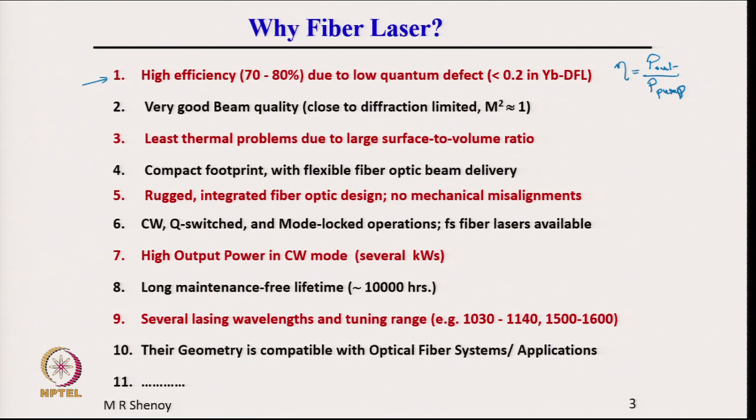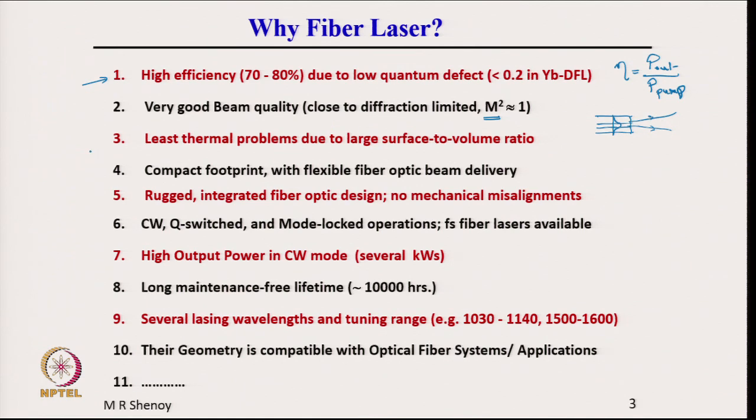Very good beam quality, that is close to diffraction limited spot. M square is a parameter characterizing the beam. M square equal to 1 is the best, and usually M square is greater than 1. So, the larger the value of M square, the poorer the beam quality. This is primarily because the output comes from the fiber end, and the fiber has a circular cross section. I am showing the mode of the fiber here, and it has a perfectly circular cross section. Therefore, the beam comes out as a nice Gaussian-like mode.